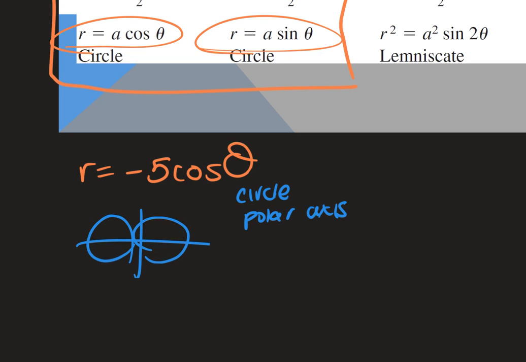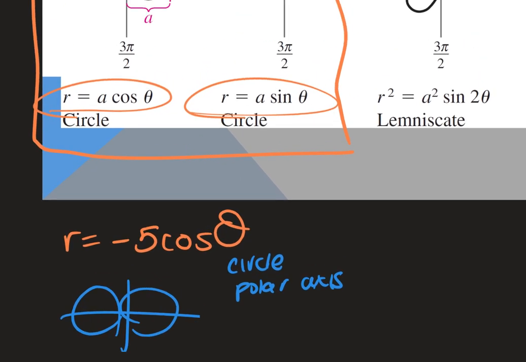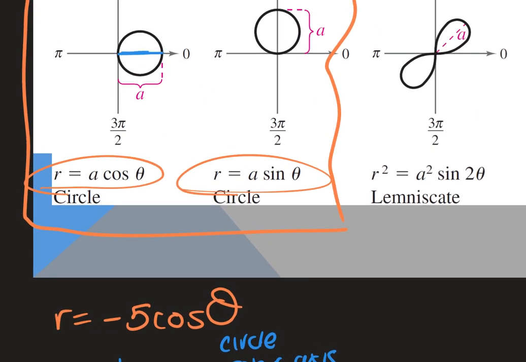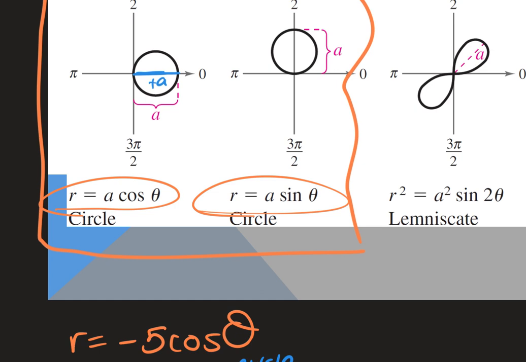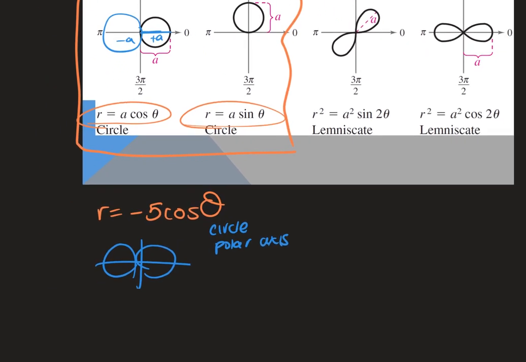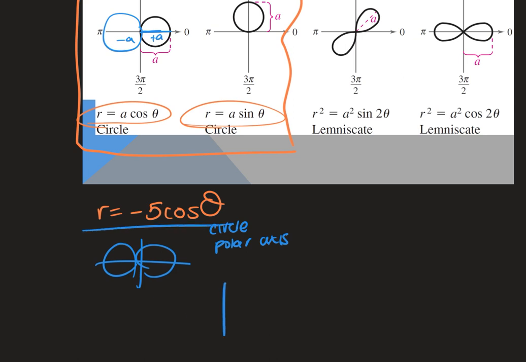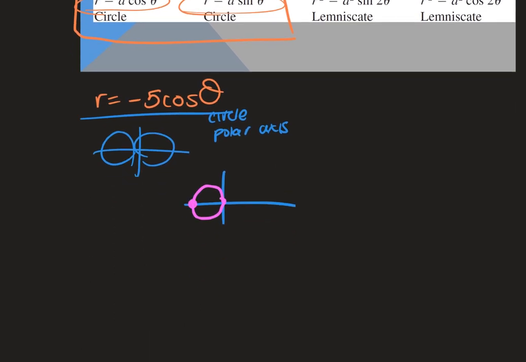And if you know your circles well enough to understand the positive and negative part of it, if a is positive, then it's going to go to the right. So this is a positive a. And if it's negative, it goes to the left. And so if I know those things, I know -5 cosine is a circle that falls to the left of my y-axis. And I don't have to graph anything other than the coordinate point at 5. That's it. So by understanding your circles especially, it eliminates a ton of work.